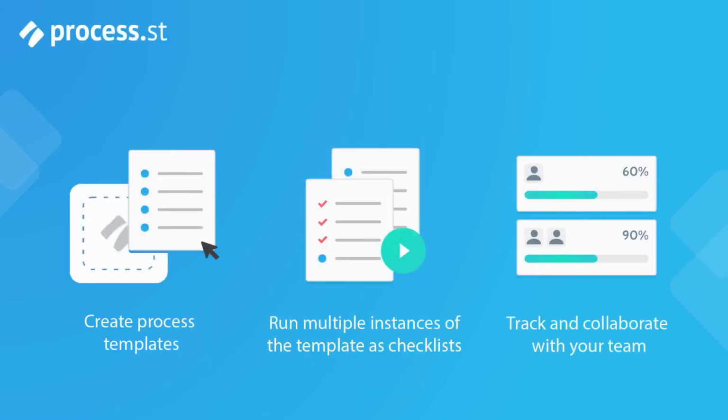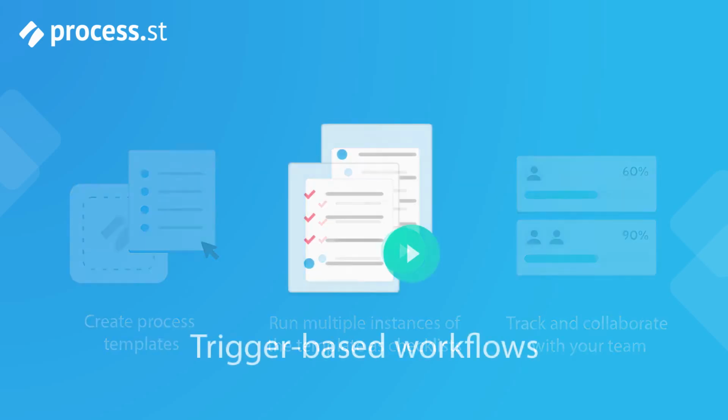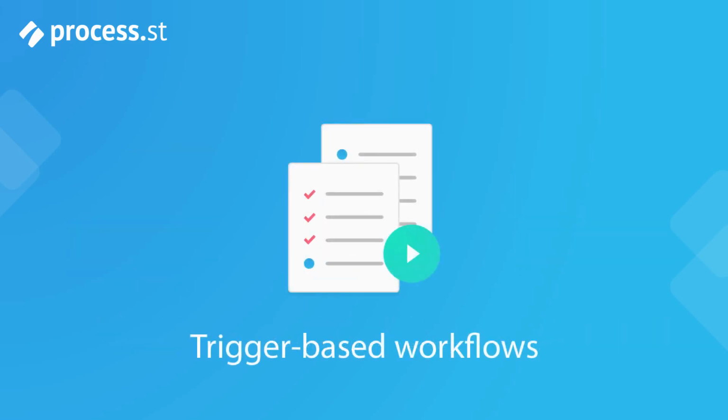But where Process Street really excels is in actually helping you execute these processes, collaborate with your team, and make sure things get done right every time. That's where Process Street is really different. With Process Street, you can turn your documents into workflows. The first kind of workflow I want to talk about is trigger-based workflows.